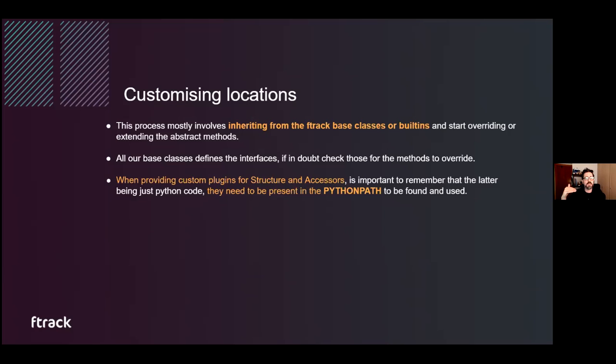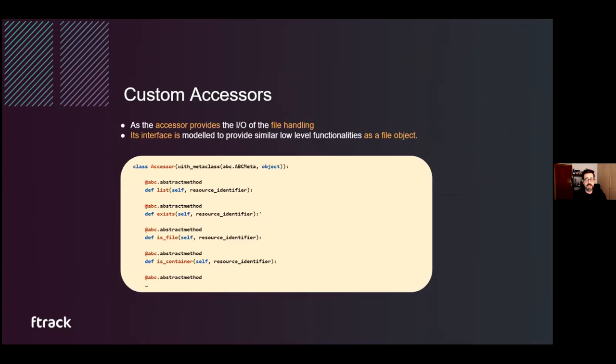One of the things that, of course, I want to remind you again is that you should write custom code for accessors and structures. And these, for example, include modules and external modules. All these things will have to be available in the Python path in order to be properly loaded. So now let's start looking into what a custom accessor looks like.